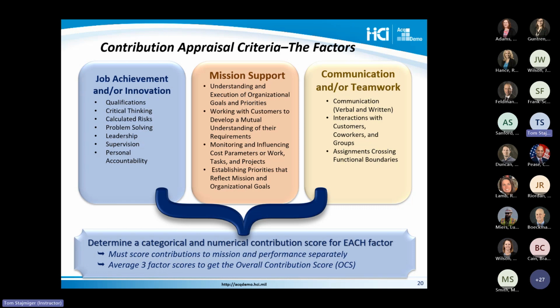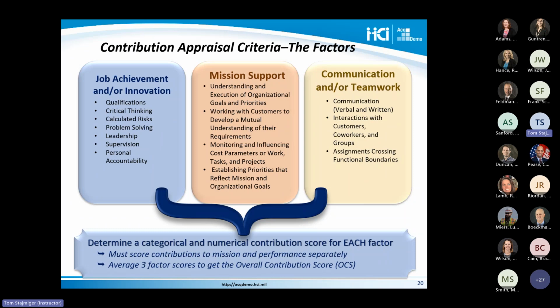These boxes are actually mixed up here. Communication and teamwork, in all the language you're going to see, is factor 2, and mission support is factor 3. They all automatically count equally. We are not allowed to weight one more than the other. So in job achievement, you're going to consider things like their critical thinking skills, their problem solving skills, their leadership skills, employee development and mentoring. All those things are covered in factor 1, job achievement.